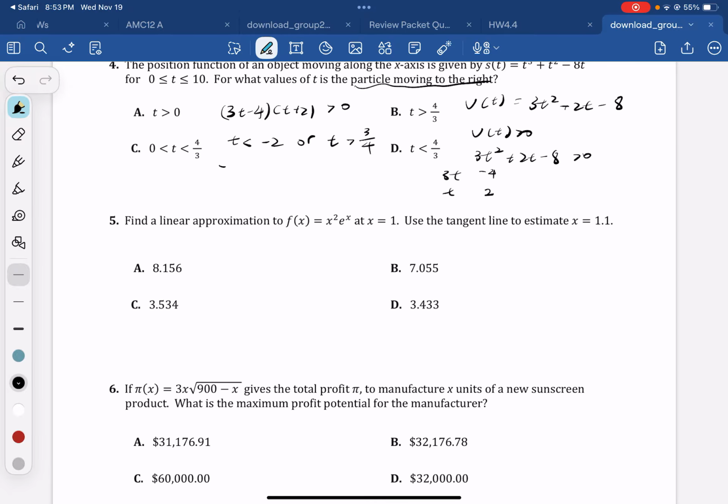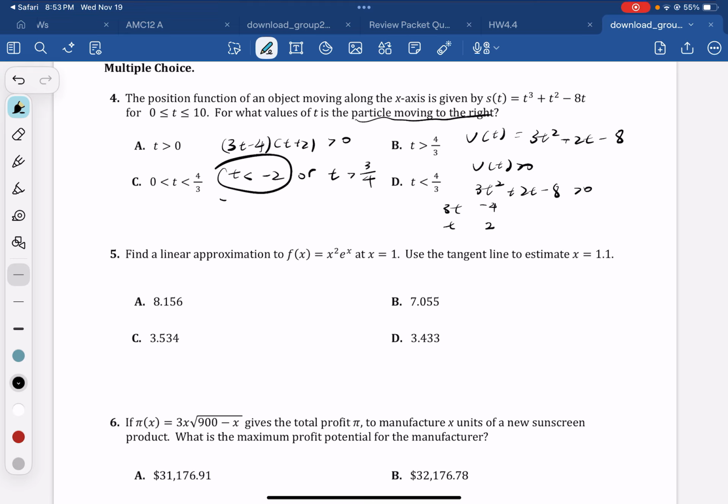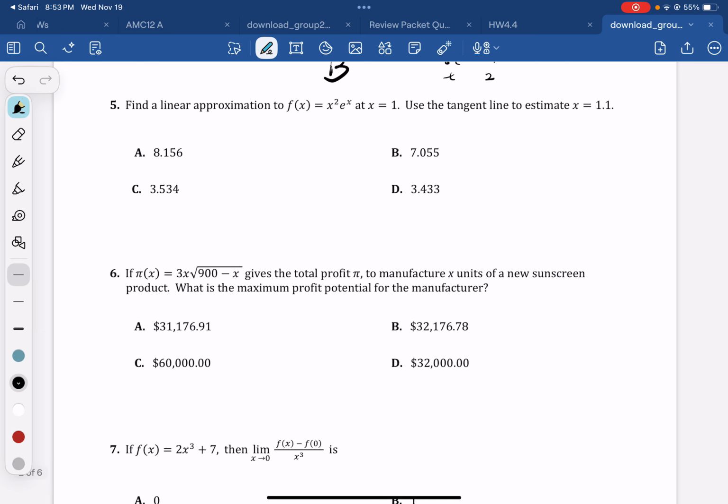So t less than negative 2 is impossible, so this one is invalid. So the answer is t greater than 4/3. So it's B. Yeah, let's see the next one.